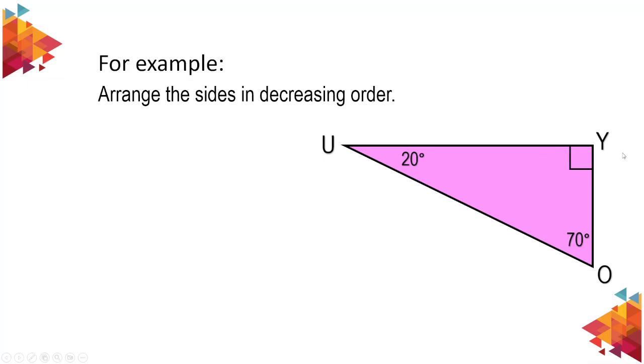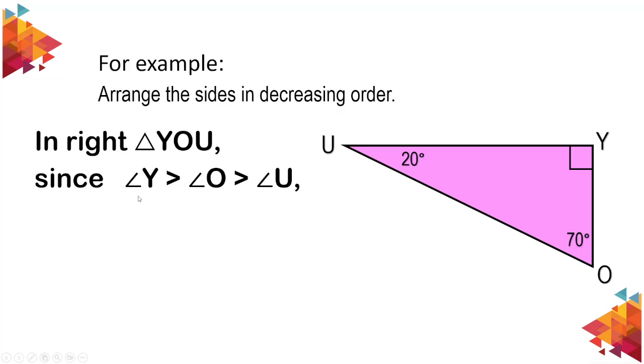So from here, we can now arrange in decreasing order the angles. This triangle YOU, by the way, so angle Y will be greater than O, since this is 90, this is 70, this is 20 according to the figure, right? And of course, just look for the missing letters. What's the missing letter of Y? It's OU. For O, it's YU, and for U, it's YO, right? So as simple as that, class.